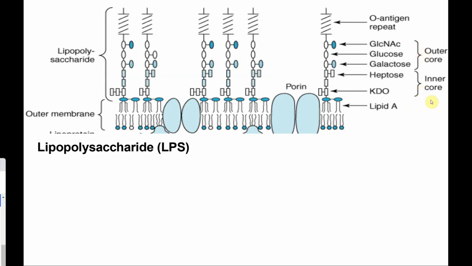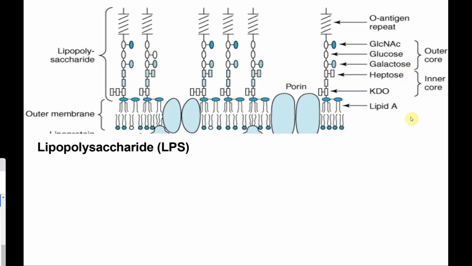Now, the inner core, you have a weird sugar, which KDO, I think, stands for keto-deoxyoctulosonate or something like that. Some kind of weird 8-carbon sugar. You only find it in LPS. And also heptose. Then afterwards, the outer core, variable sugars. Here you've got N-acetyl glucosamine, glucose, galactose. Now the inner core, let me just get this straight here.